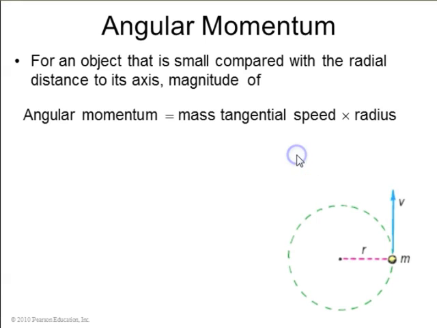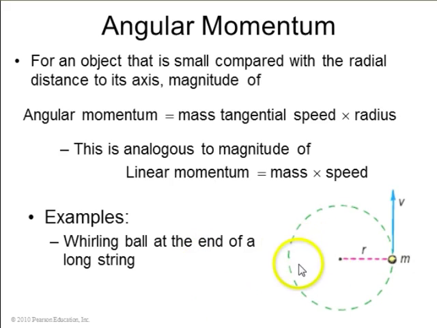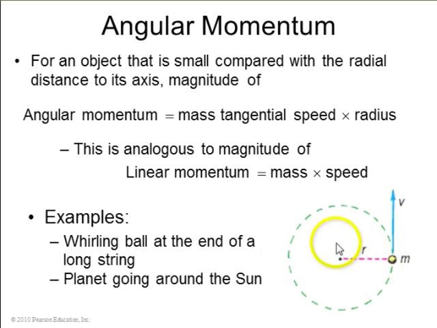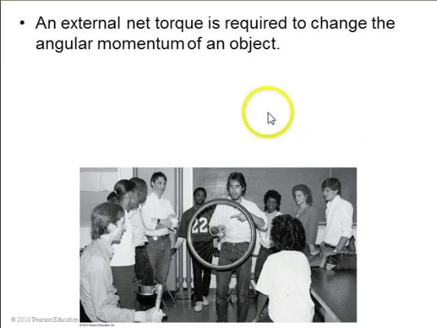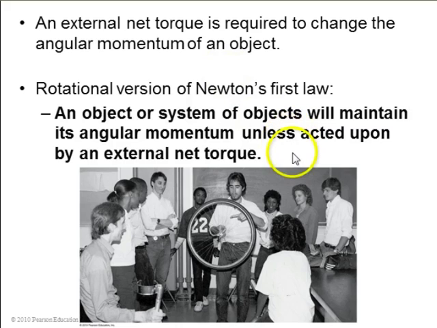For an object that is small compared to the radial distance to its axis, like a little point particle going in a circle, the angular momentum is the mass times the tangential speed times the radius. So a whirling ball at the end of a long string, or a planet going around the sun, will have mvr. That's how you compute its angular momentum. An external net torque is required to change the angular momentum of an object. That's the rotational version of Newton's first law. An object will maintain its angular momentum unless acted upon by an outside torque.